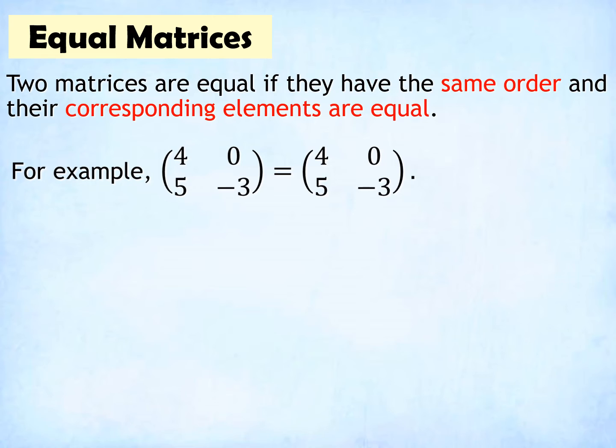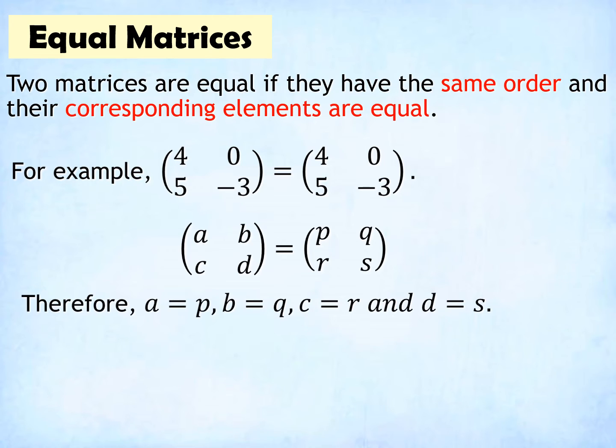For example, we have 4, 0, 5, negative 3 is equal to 4, 0, 5, negative 3. And if A, B, C, D is equal to P, Q, R, S, therefore A is equal to P, B is equal to Q, C is equal to R, and D is equal to S.